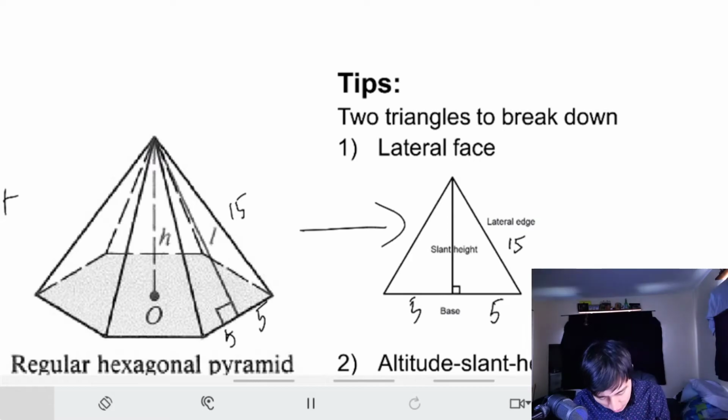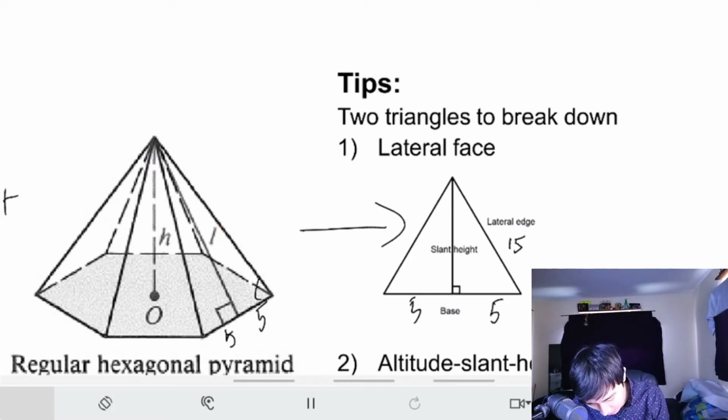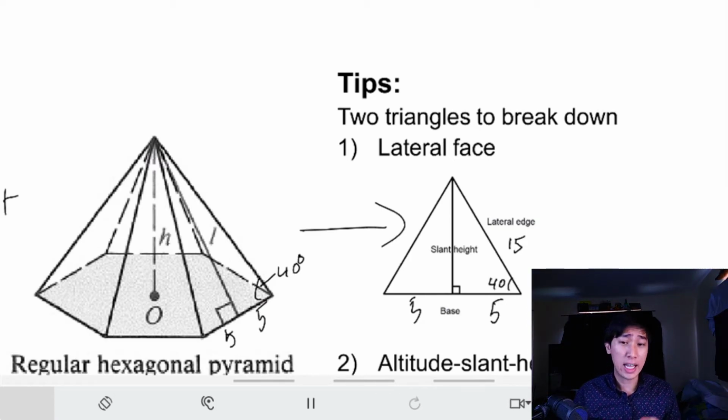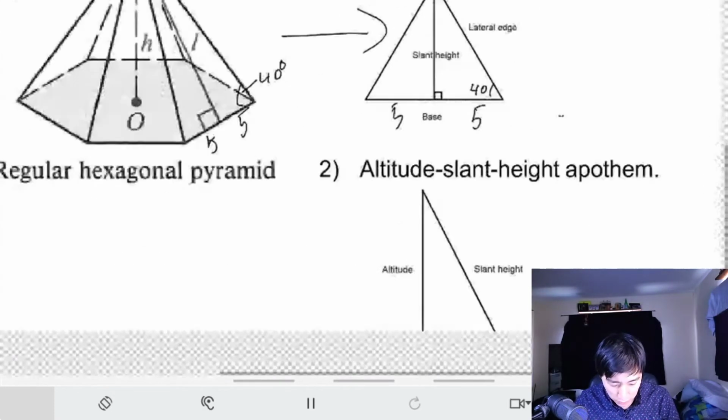Another thing you could do is, instead of giving 15, I could tell you that this angle over here is like 40 degrees. And again, this right here would be 40 degrees. And once you have that, really nicely, you can use not the Pythagorean theorem now, but sine, cosine, tangent in order to find it. So this is really, really helpful if you need to find your slant height.